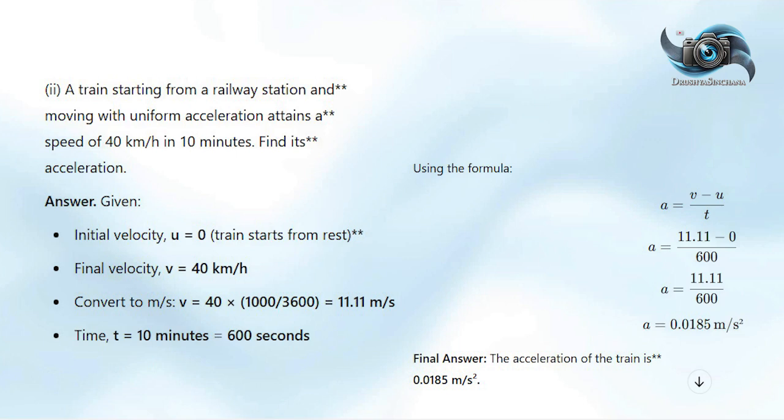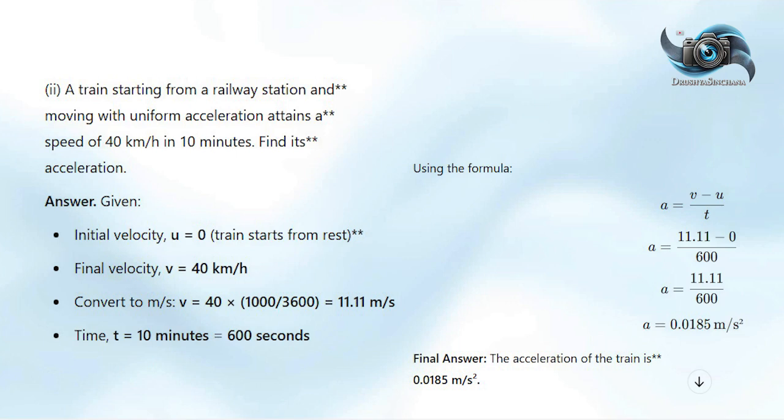Final velocity equals 40 multiplied by 1000 divided by 3600. Final velocity equals 11.11 meters per second. Time equals 10 minutes, which is 600 seconds. Using the formula, acceleration equals final velocity minus initial velocity divided by time.